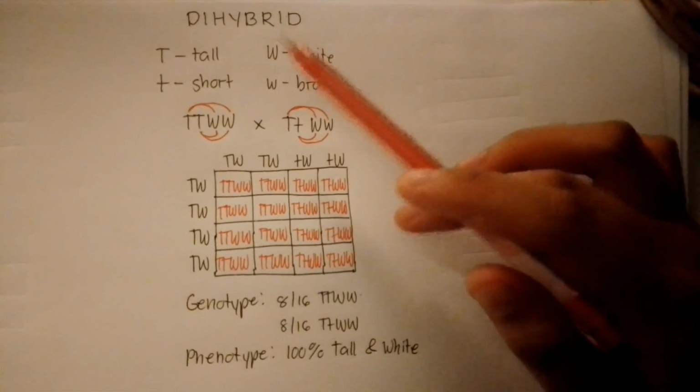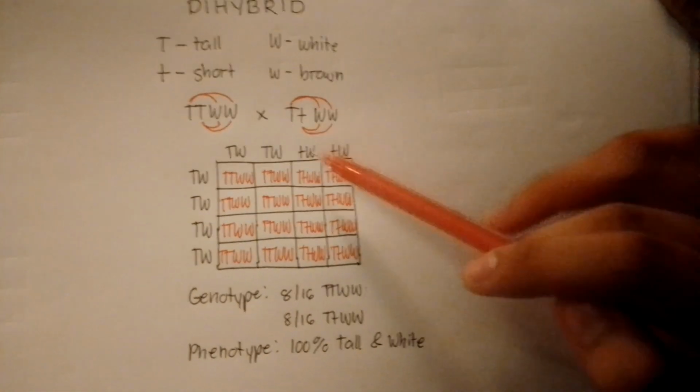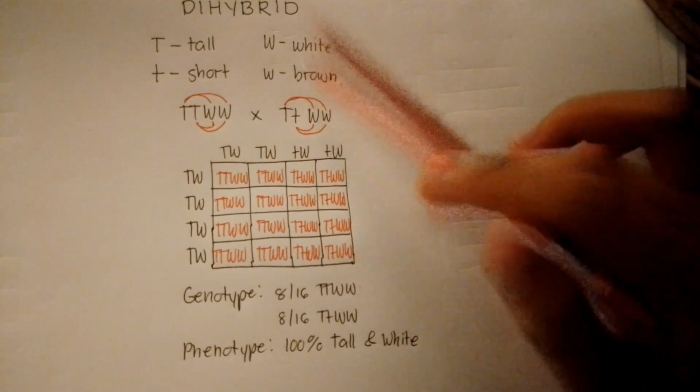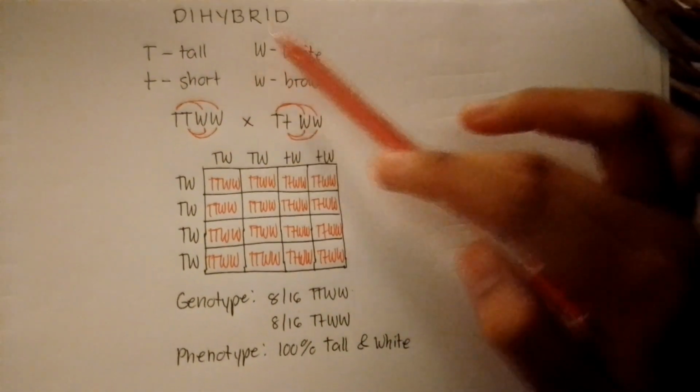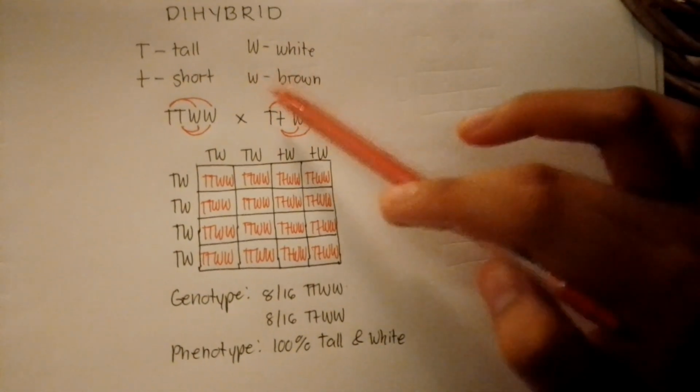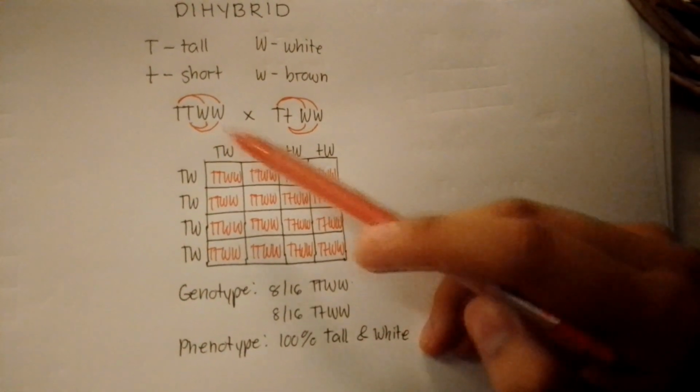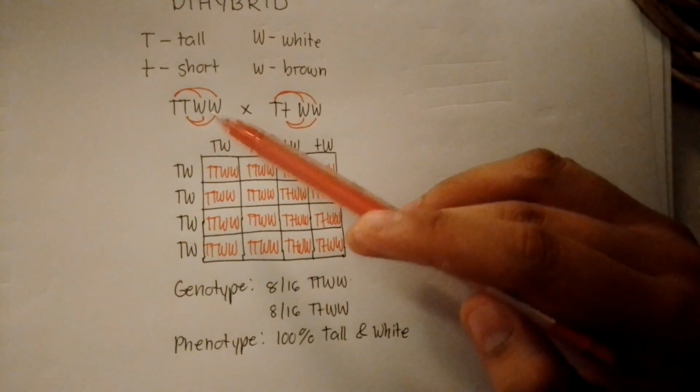And here in the dihybrid, mag-cross-tag parent who has two different traits, which is the height and the skin color. So same gapon, capital T for tall, small letter t for short, capital W for white, small w for brown. Here, mag-cross-tag, and we're gonna use FOIL method.